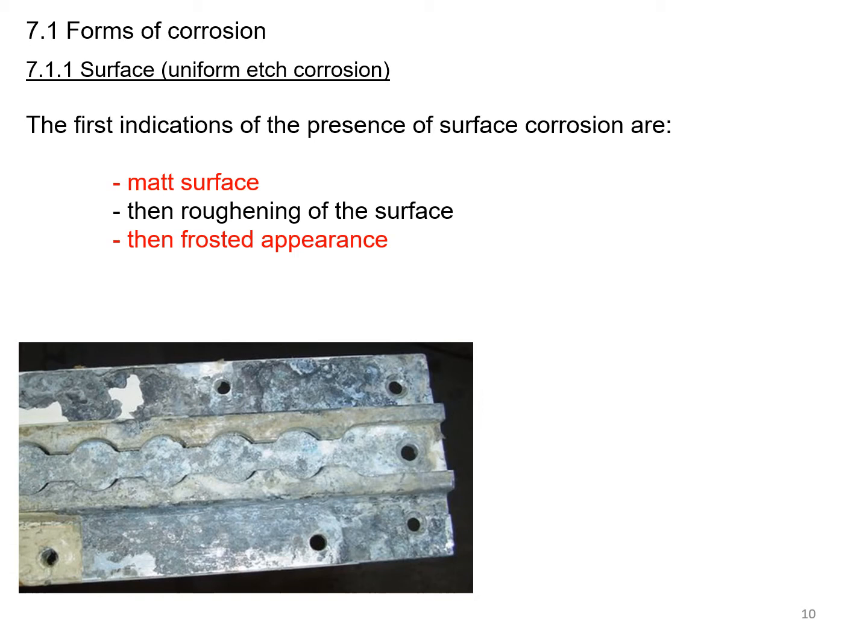Now what you can see in this picture is seat tracks that are used on aircraft for positioning the seats and attaching the seats to the structure. As you can see in this case, not only is the surface matte and pretty rough, but it has that frosted appearance, meaning this is a pretty badly corroded piece.